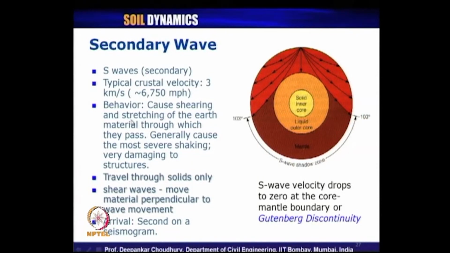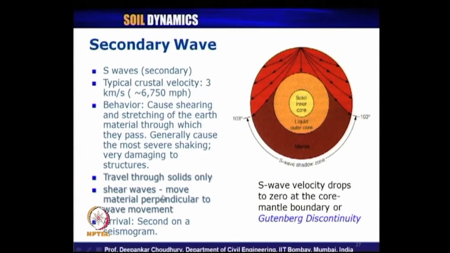It causes shearing and stretching of the earth material through which it passes, generally causes the most severe shaking, and is very damaging to structures. Another important characteristic of the secondary or shear wave is that it can travel through only solid media. This is very important to note, because we know water or air cannot take shear. So there is no question of a shear wave traveling through liquid or gaseous media. It can travel only through solid media.